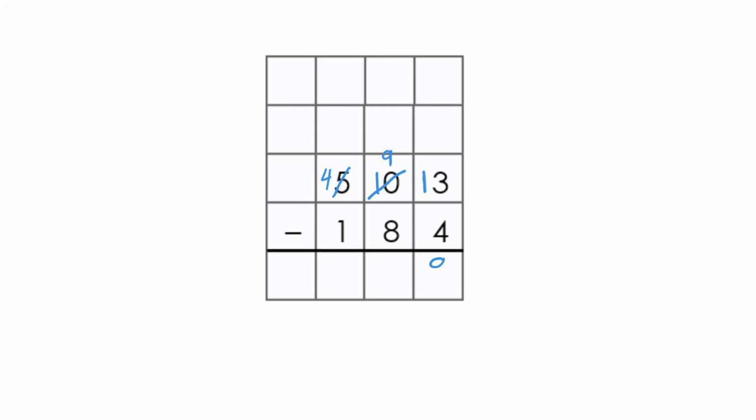13 minus 4 is 9. 9 minus 8 is 1. And 4 minus 1 is 3. And if you were to add it, 319 plus 184 gives you 13. Carry the 1, 0. Carry the 1, 5. And here's the last one. I'm going to show you how to do this. I'm going to show you the really hard way first, and then I'm going to show you the easy way. So if you don't want to watch the hard way, just skip over.